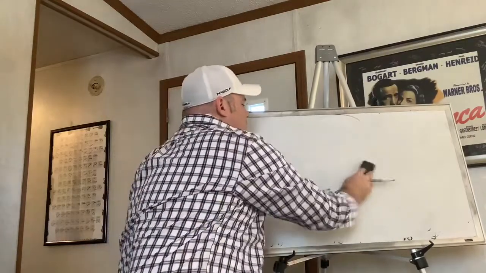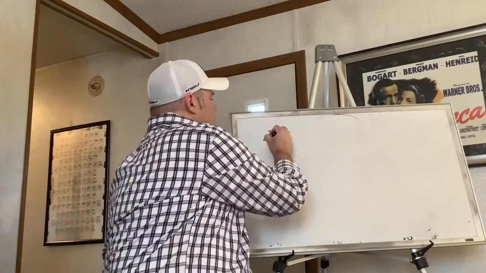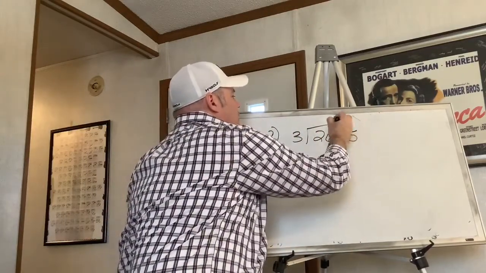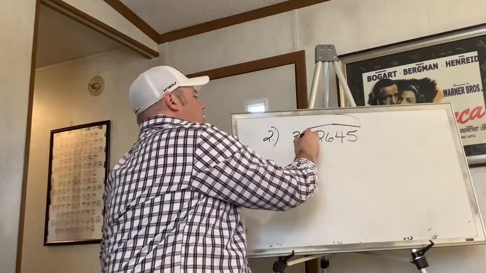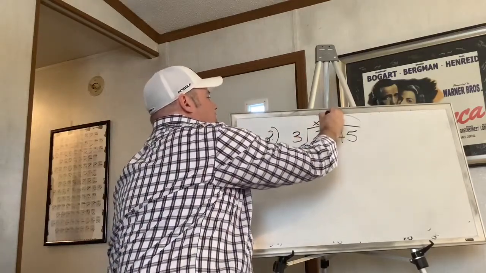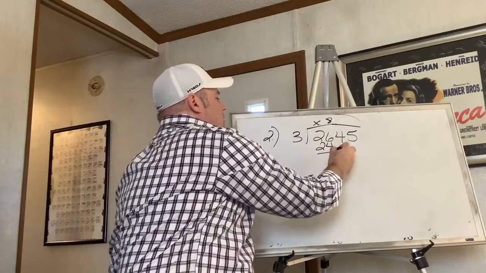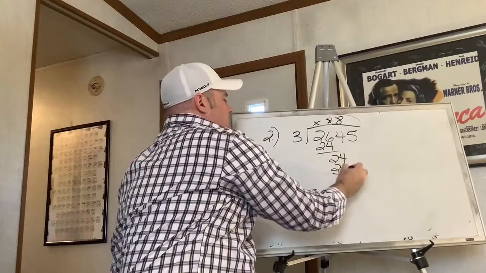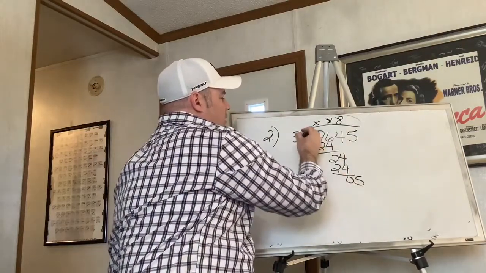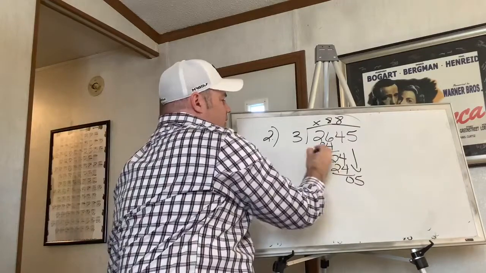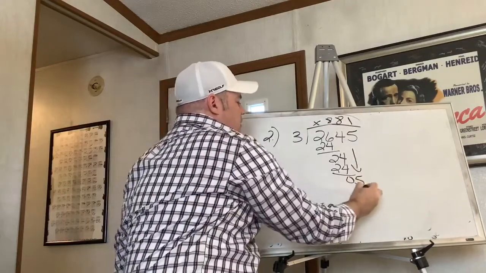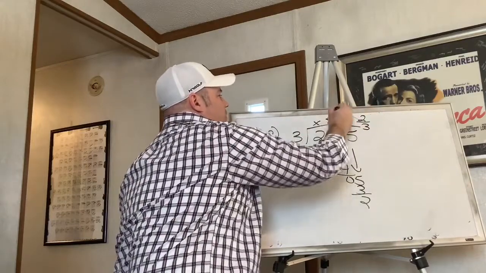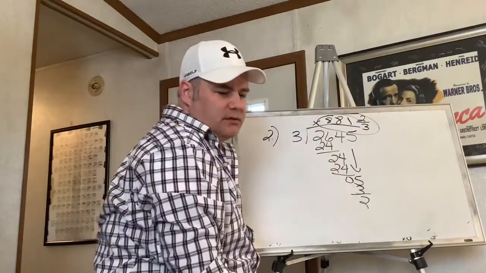Number 2 was 3 into 2645. Okay, so 3 does not go into 2, but it goes into 26 8 times. Bring down the 4. Goes into there 8 times. Still not done with the whole number. Bring it down. 3 goes into 5 once. And then put the remainder back over the divisor. 881 and 2/3. Okay?